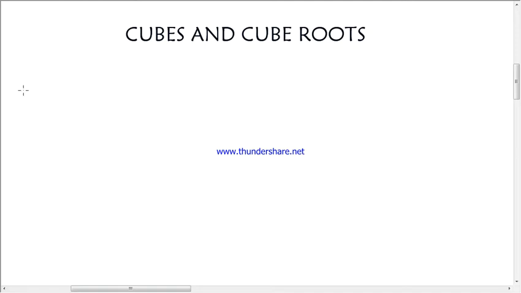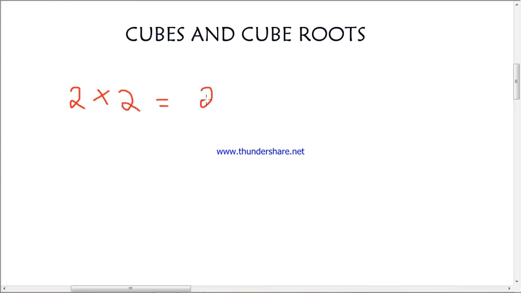Just like the square root, a number is multiplied by itself just once. That means 2 into 2 gave us 2 raised to the power 2, where the bigger 2 indicates the base, the number being multiplied 2 times. The power indicates the number of times.